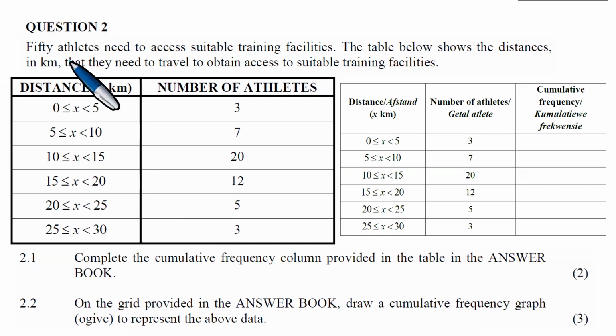Okay, question 2. 50 athletes need to access suitable training facilities. The table below shows the distances in kilometers. So you have the distance x in kilometers between 0 and 5 kilometers, 5 to 10 kilometers, and so on, that they need to travel to obtain access to suitable training facilities. You also have the number of athletes: 3, 7, 20, 12, 5, 3. Cumulative frequency.